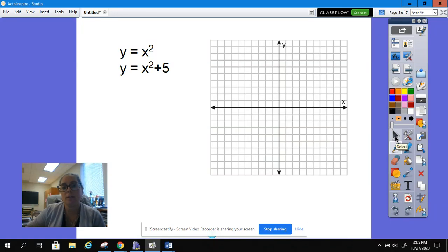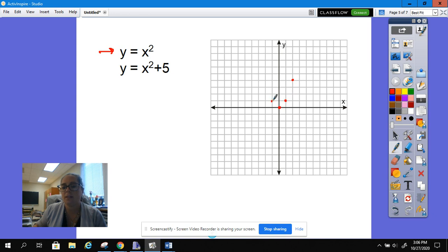Now, in order for you to be able to discover what happens in this new vertex form, I wanted to show you what I need you to do on the next couple of slides. So you always start with your parent function. So I'm always going to have the parent function points plotted. Remember from the previous video, it's at 0, 0, 1, 1, and 2, 4.